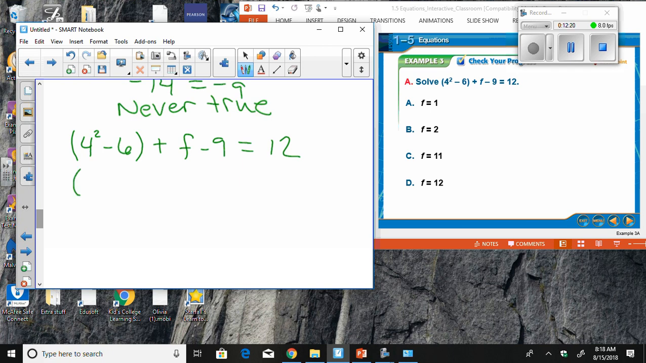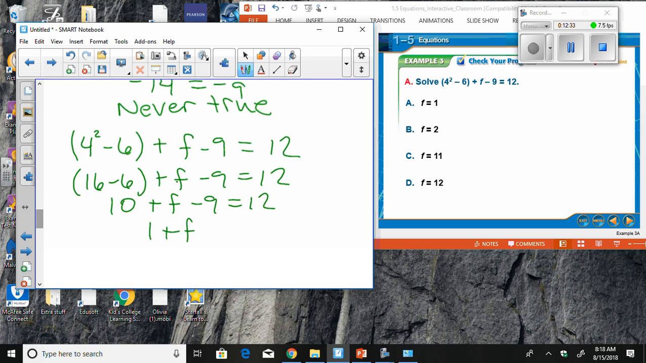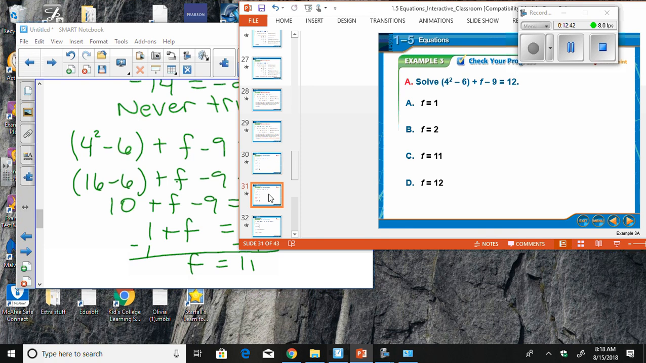PEMDAS, so we get 16 minus 6 plus f minus 9 equals 12. 16 minus 6 is 10, so we have 10 plus f minus 9 equals 12. 10 minus 9 is 1, so 1 plus f equals 12. I'm going to subtract the 1, and I'll get f is equal to 11. So we get a solution set here.